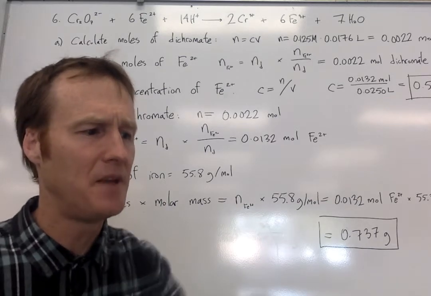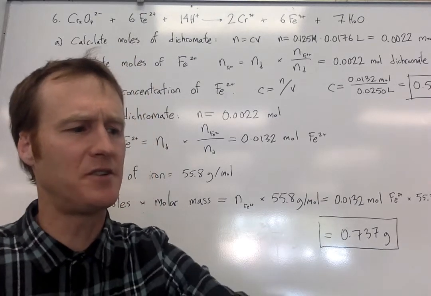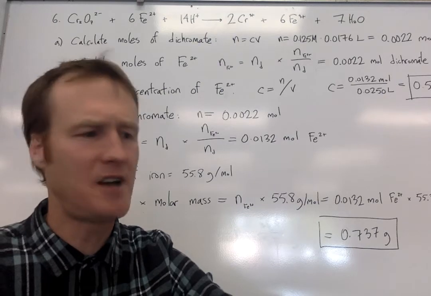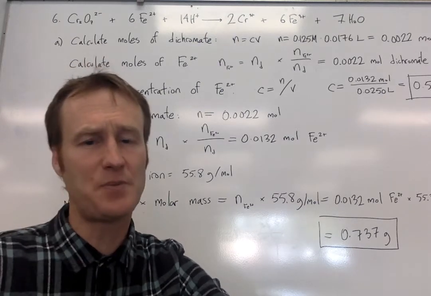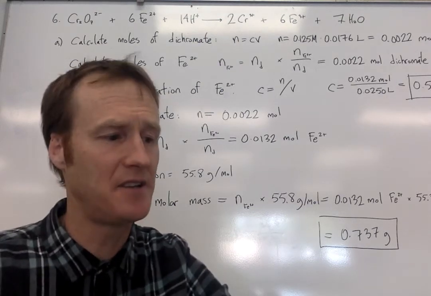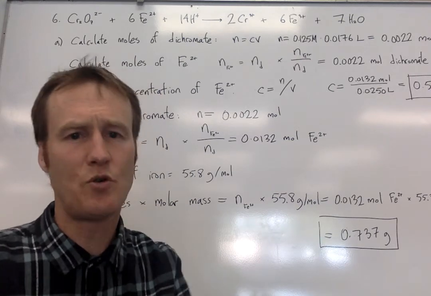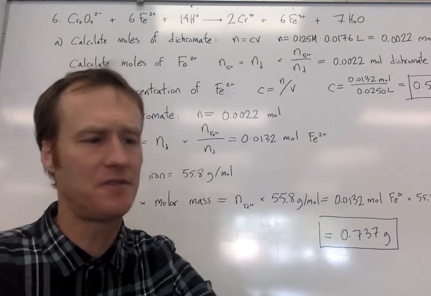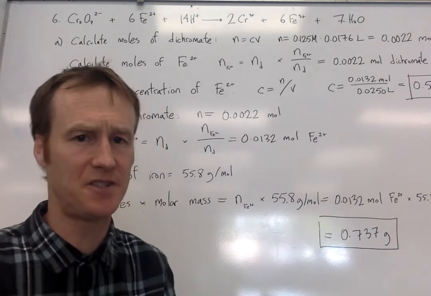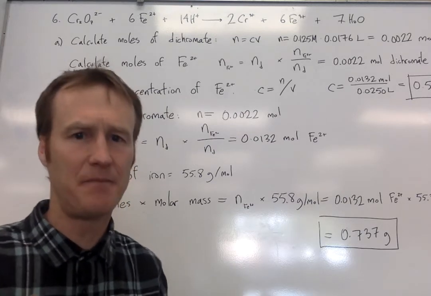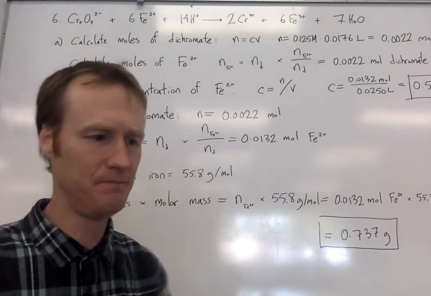To do that, you have a balanced chemical equation, the dichromate ion plus 6 iron 2 plus 14 H plus. This is happening in a strong acid, becomes 2 chromium ions, Cr3 plus, 6 iron 3 plus ions, and 7 water. That's a big balanced equation.